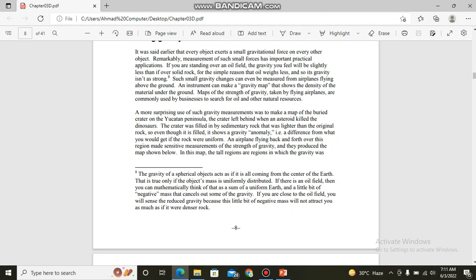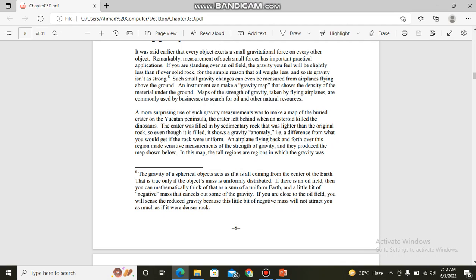The crater was filled in by sedimentary rock that was lighter than the original rock. So even though it is filled, it shows a gravity anomaly, a difference from what you would get if the rock were uniform. An airplane flying back and forth over this region made sensitive measurements of the strength of the gravity.